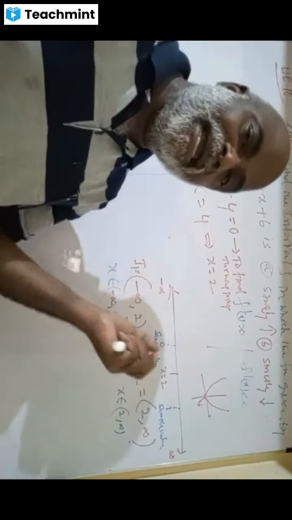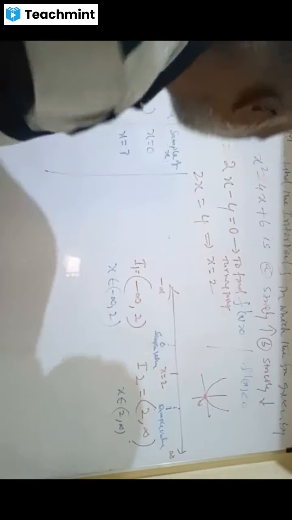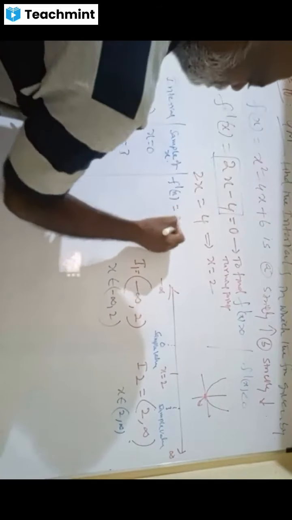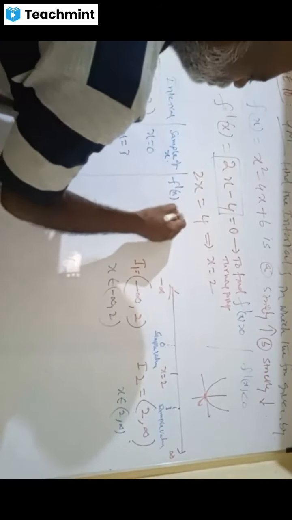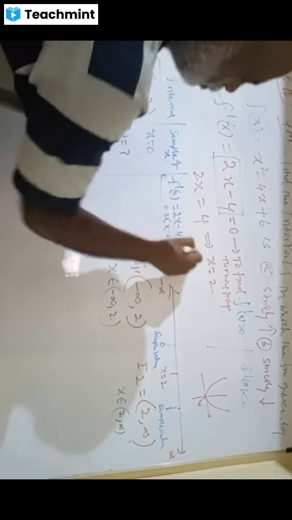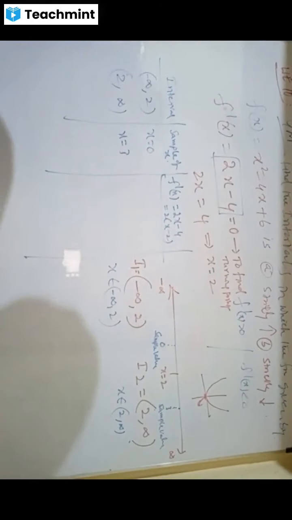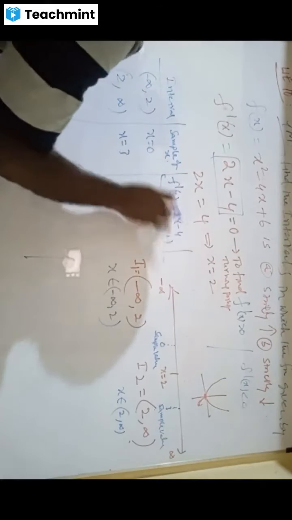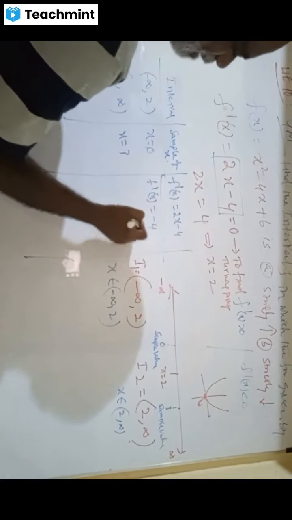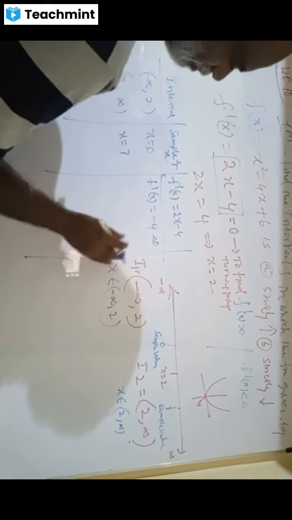The whole interval has the same behavior. That's the reason any value you take in it will do. Now take f dash x. What is f dash x? 2x minus 4, or you can also write 2 into x minus 2. Put x equal to 0 here. Find out f dash x. F dash x is minus 4, negative.